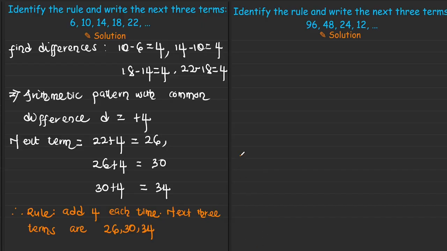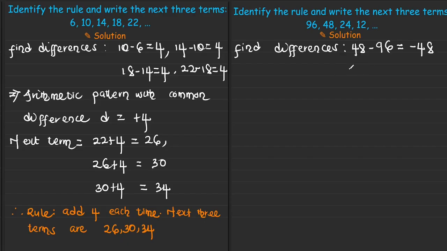So the next one says, identify the rule and write the next three terms. It is just as the previous one. So the first thing we need to do is to find our difference. Then we proceed from there. So for our difference, we have 48 minus 96. You see, it's always the one in front minus the one behind. And that gives us negative 48.